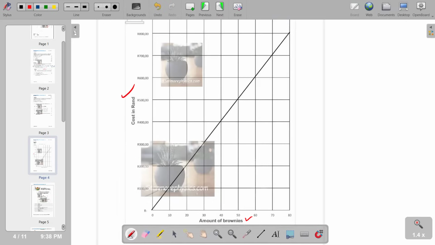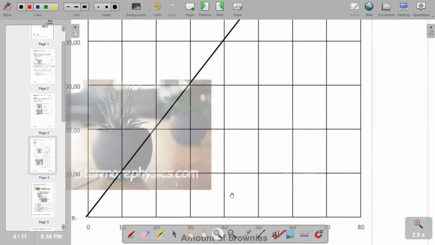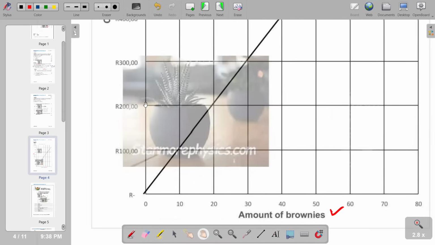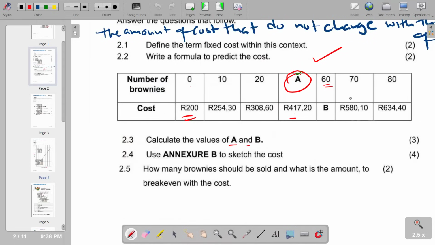Number of brownies on the horizontal axis. So at 0 brownies, the total cost is 200. It means this is the first point that we can indicate. And then we go to the last point. Remember, you can just make 2 points so that you can come up with a straight line. So on the last point, we have 80 brownies at 634 rands 40 cents.